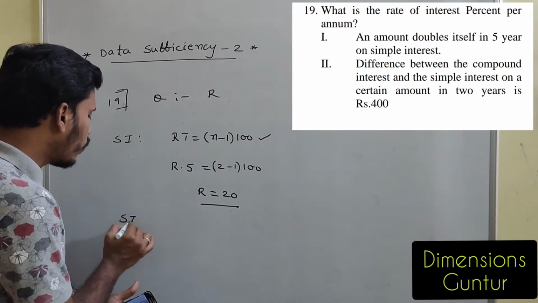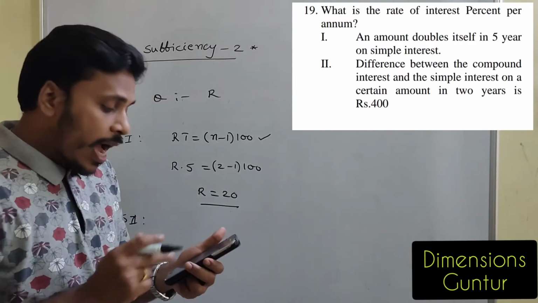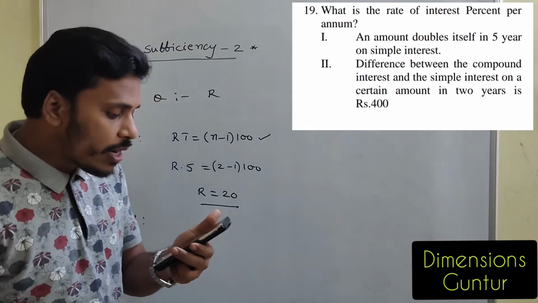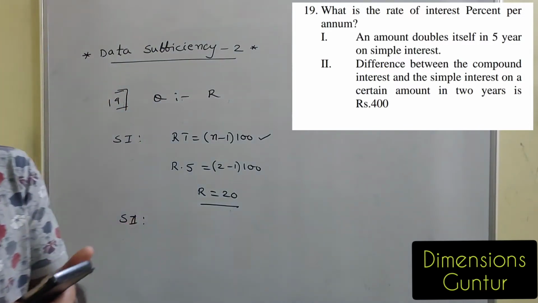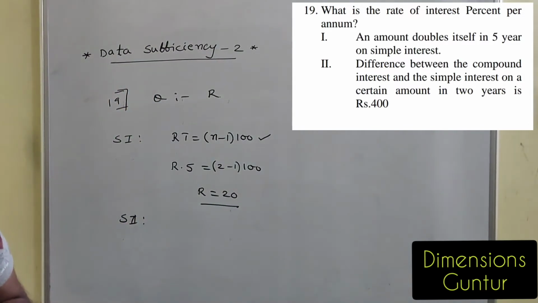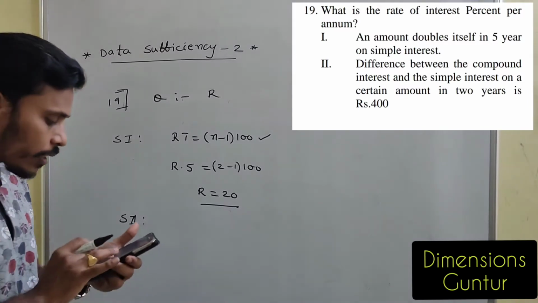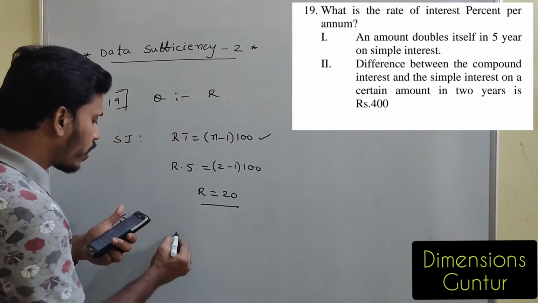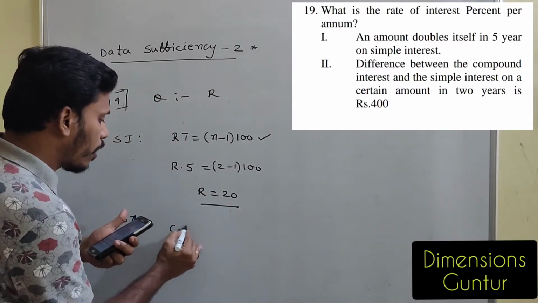Okay. Now you need to think about statement 2. And here the difference between compound interest and simple interest on a certain amount in 2 years is 400 rupees. Okay. And see, we need to check whether this statement is sufficient or not. Yeah. See, the difference between compound interest and simple interest for 2 years, we have a formula to find.